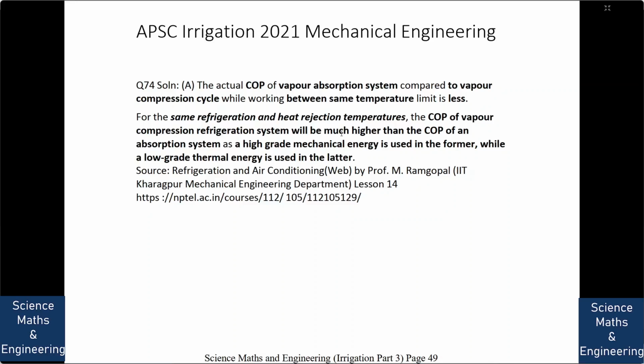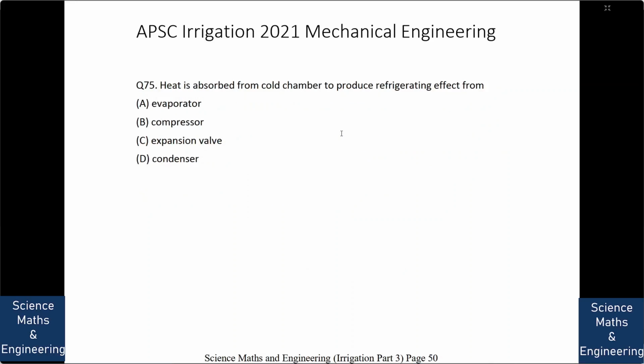Okay. So if you have any more doubt, you can follow the source. So we'll go to the next question. Heat is absorbed from cold chamber to produce refrigerating effect from A. Evaporator, B. Compressor, C. Expansion valve, or D. Condenser. So you can pause and think of the answer.